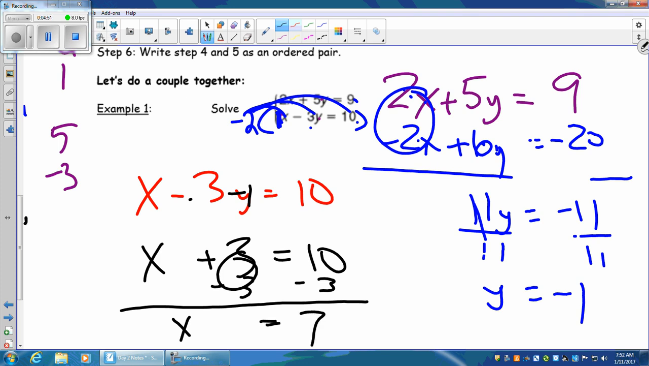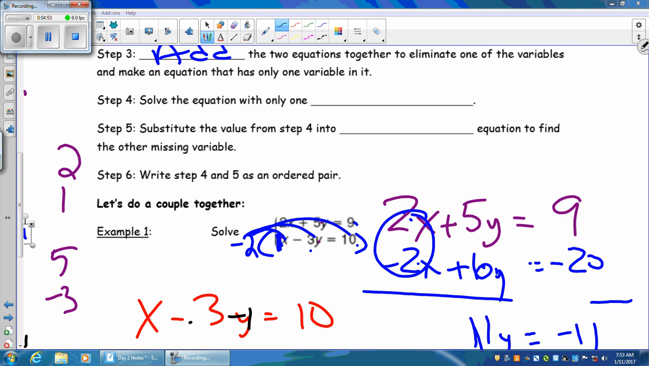And that really is just step 4, 5, and 6 too. Step 4 is to solve the equation with only one variable. We did. That was down here.